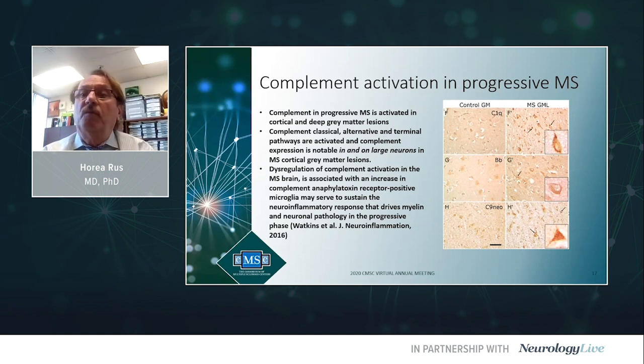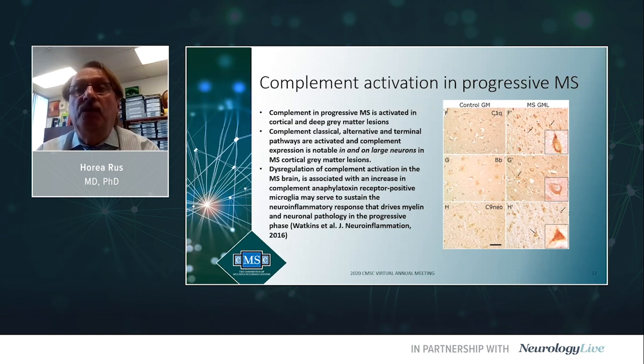This dysregulation of complement activation is also associated with the increase of complement anaphylatoxin receptor positive microglia, which serve to sustain the neuroinflammatory response that drives myelin and neuronal pathology in progressive MS.